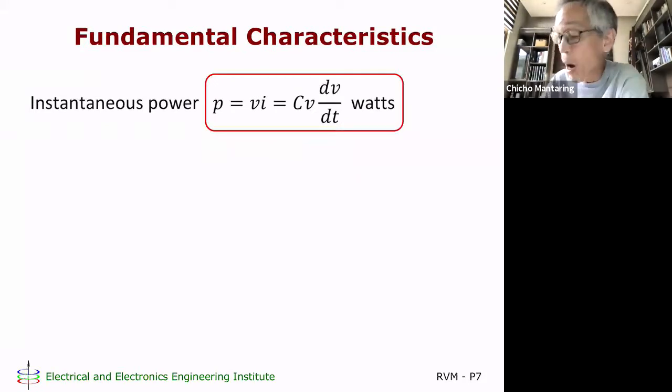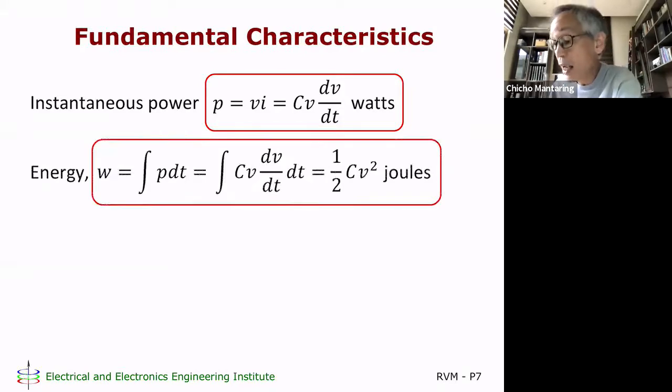One more, power. Power is equal to voltage times current. Remember, I is equal to C dV/dt. And therefore, power is CV dV/dt. And energy is the integral of power. Energy is the area under the power curve. And if you substitute this into this, this is the expression you're going to get.